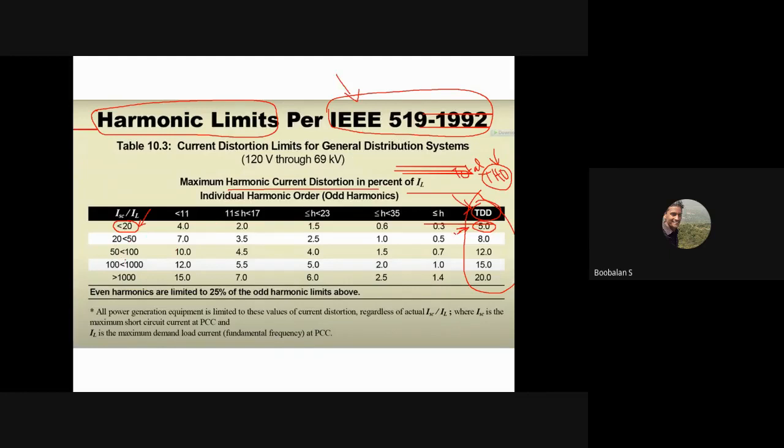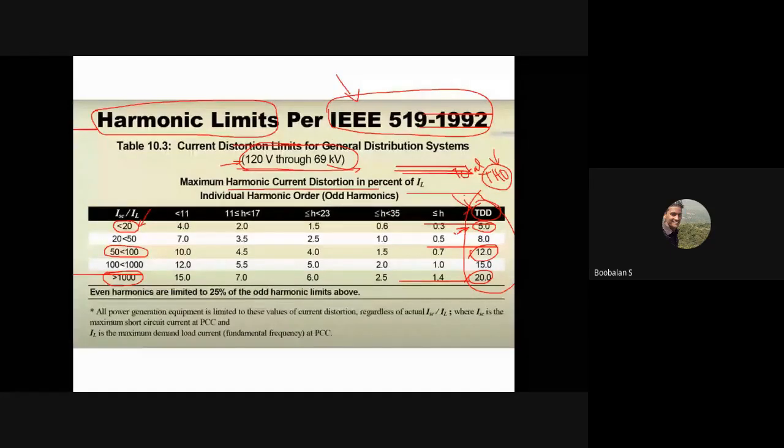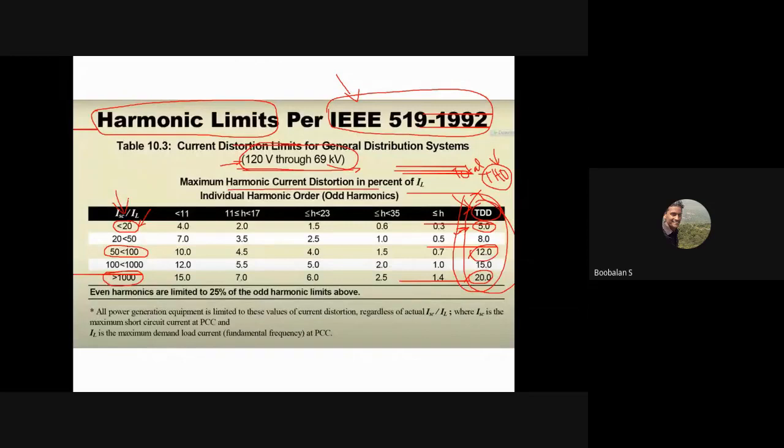The same way, for 50 to 100 ampere, the TDD injection to my power grid would be 12. If you are going to consume more than industry loads, more than 1000 ampere, that TDD will be 20. So these are some limits, our harmonic limits for our power grid. They are applicable from 120 single phase voltage to 69 high tension voltage also. With this data only, the manufacturers are going to manufacture their applications. This is one more thing which we need to go with.